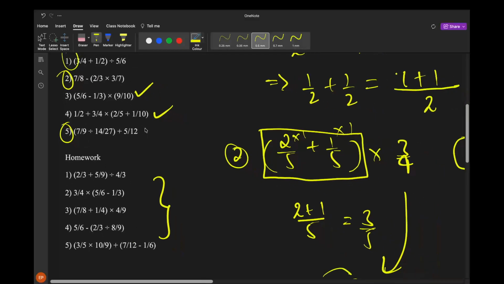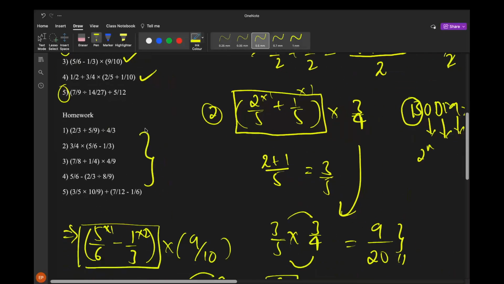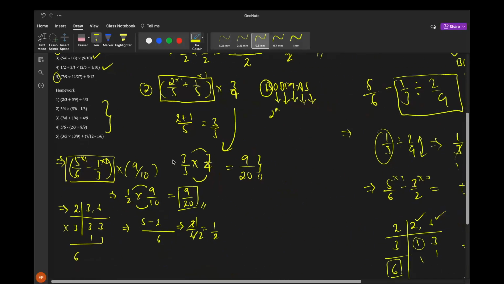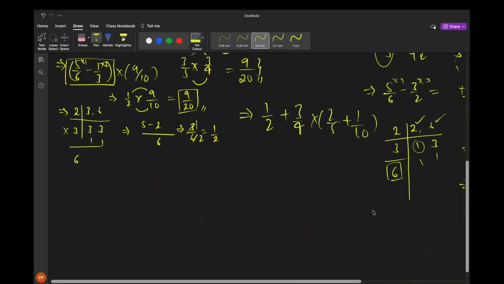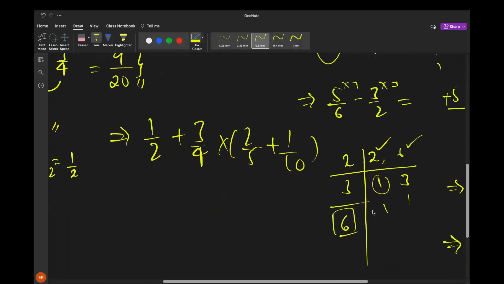And let me solve this also. I am just giving examples of how we can apply BODMAS on fractions also. Let me write that question first: 1 by 2 plus 3 by 4 into 2 by 5 plus 1 by 10. Okay, this is the question.